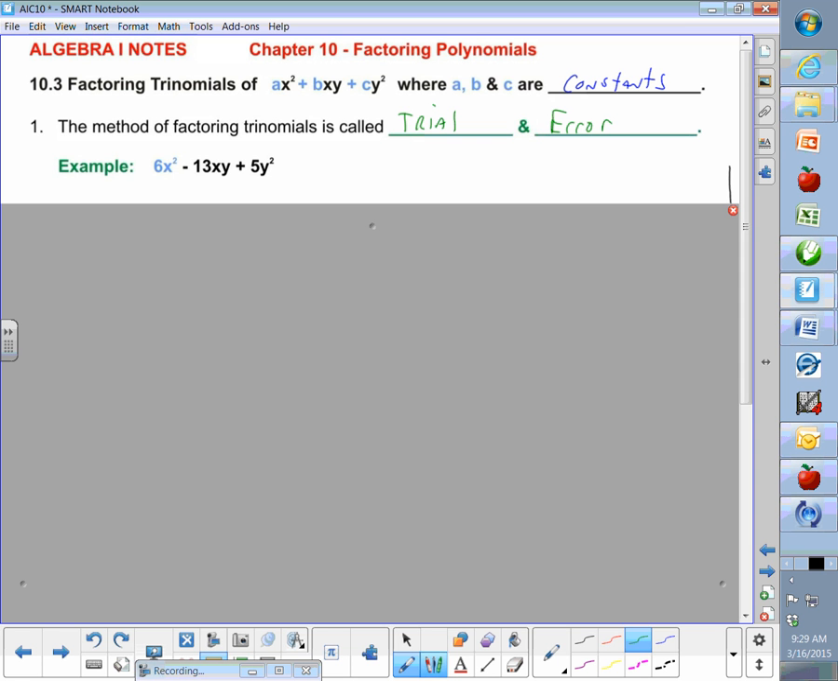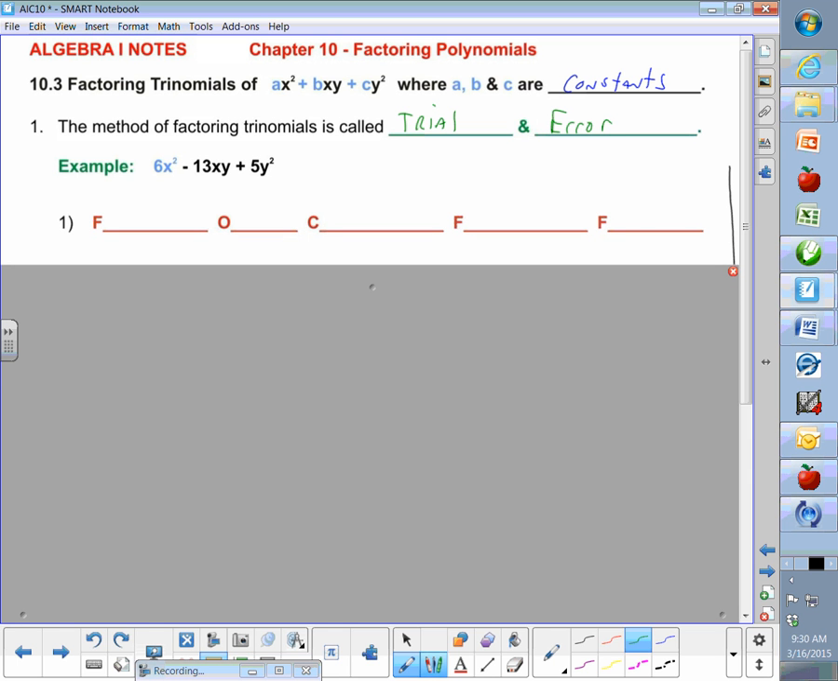All right, so we got an example like this, 6x squared minus 13xy plus 5y squared. And of course, first thought is going to be, say it if you know it, factor out common factors first. Again, that's got to be our first thought all the time. Factor out common factors first.